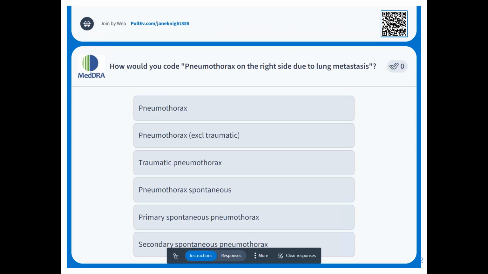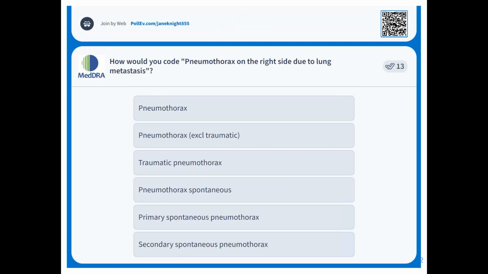Again, your choice now. How would you approach this verbatim? Would you code it to pneumothorax, pneumothorax excluding traumatic, traumatic pneumothorax, pneumothorax spontaneous, or would you even code it more specifically to primary spontaneous pneumothorax or secondary spontaneous pneumothorax? What would you do? Again, lots of choices. And I see you voting already.